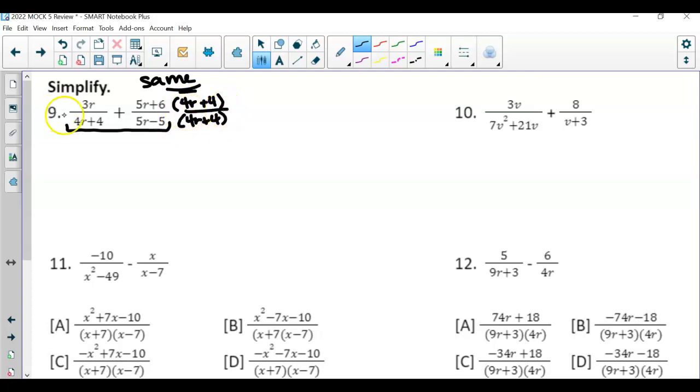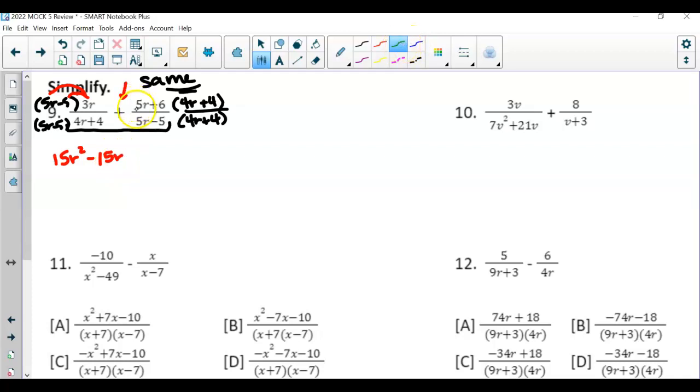We're going to multiply 3r by 5r minus 5. So now that we're going to have the same denominator, now we can go through and start simplifying. And then again, we are adding, so this is just combining like terms. So when you distribute 3r, here you end up with 15r squared minus 15r.